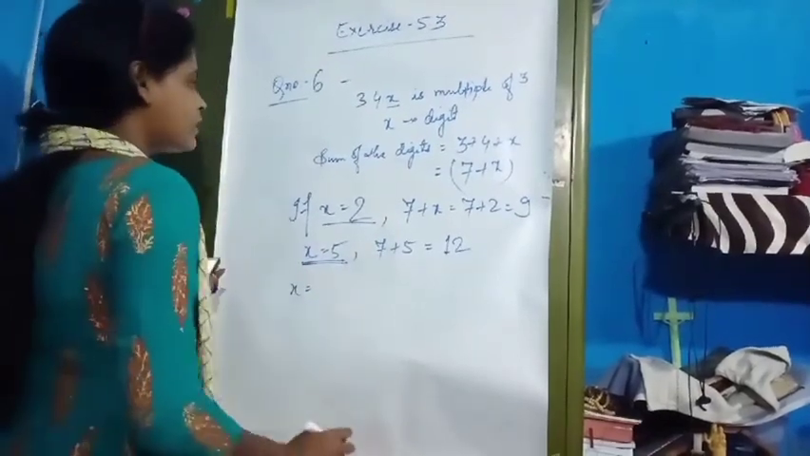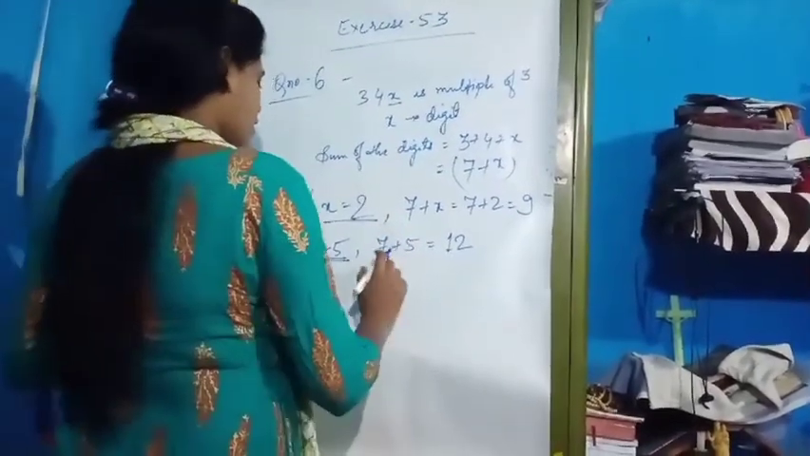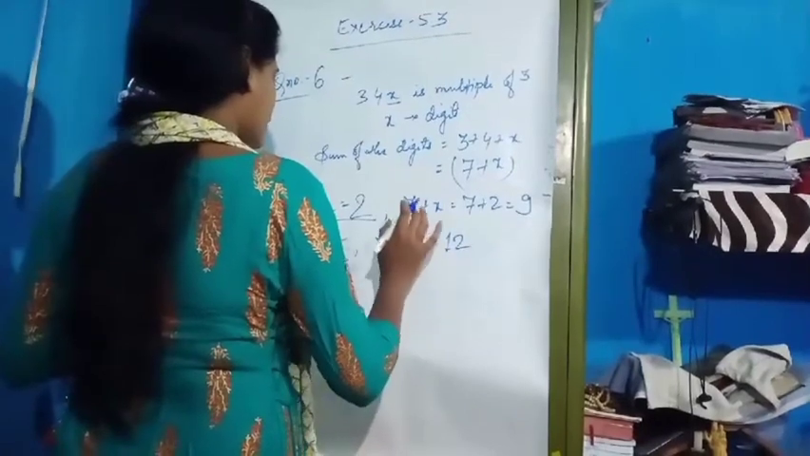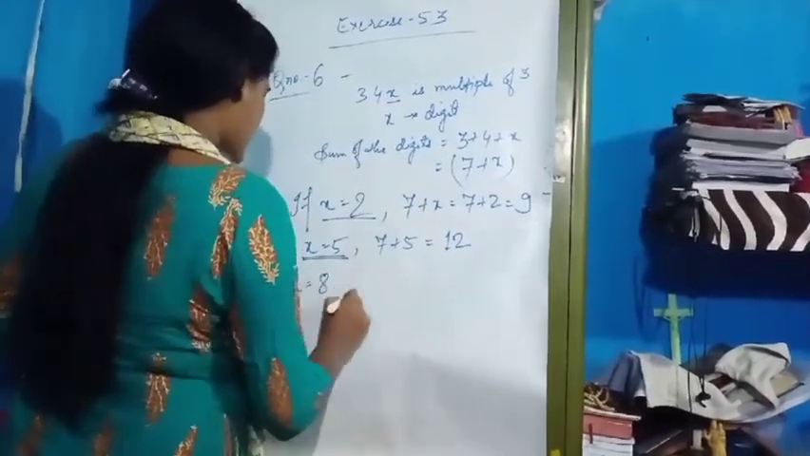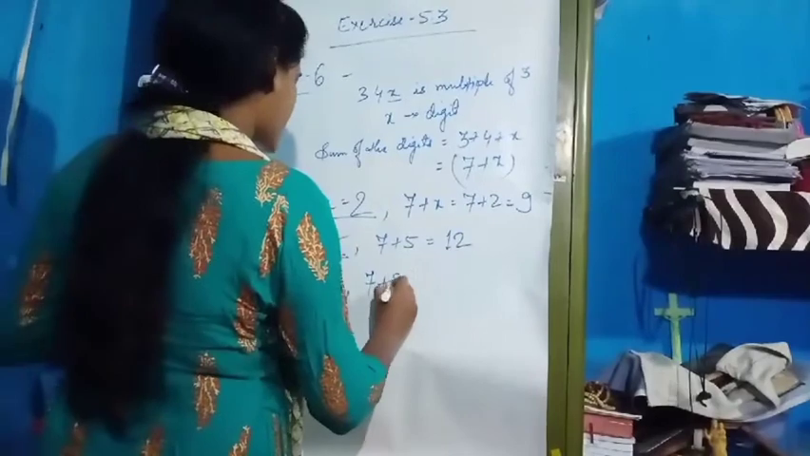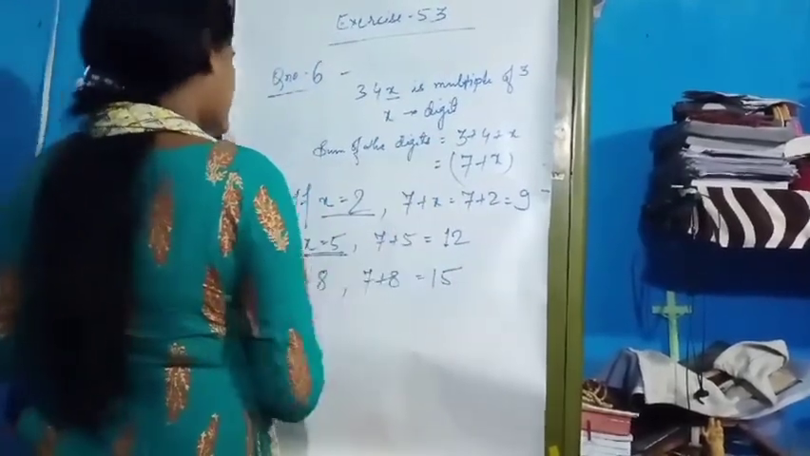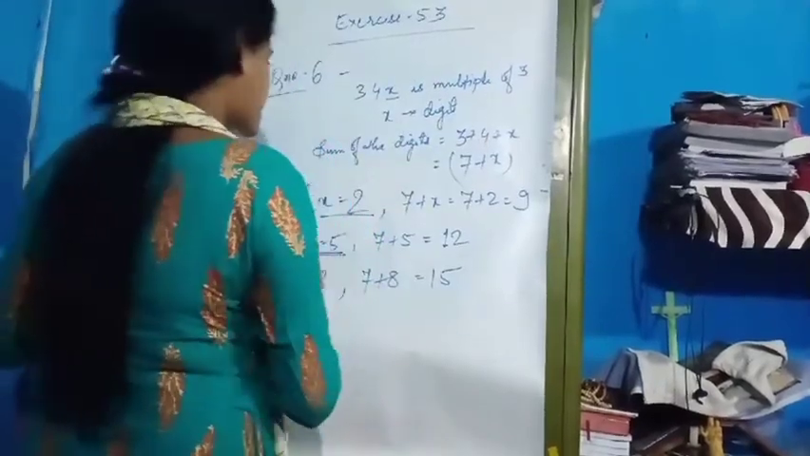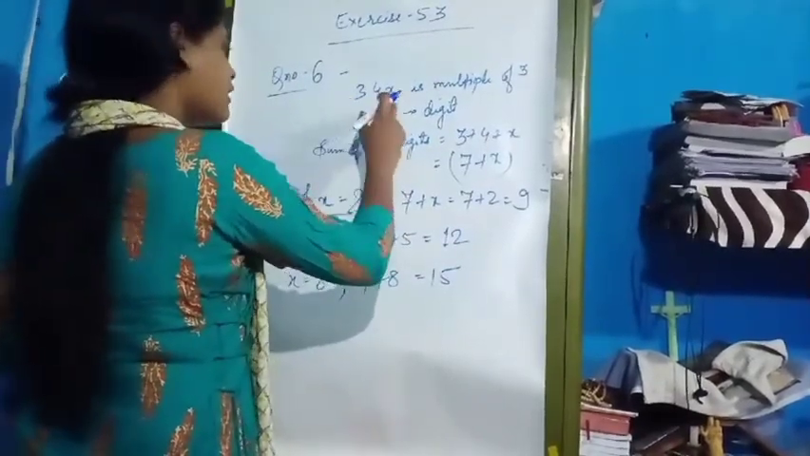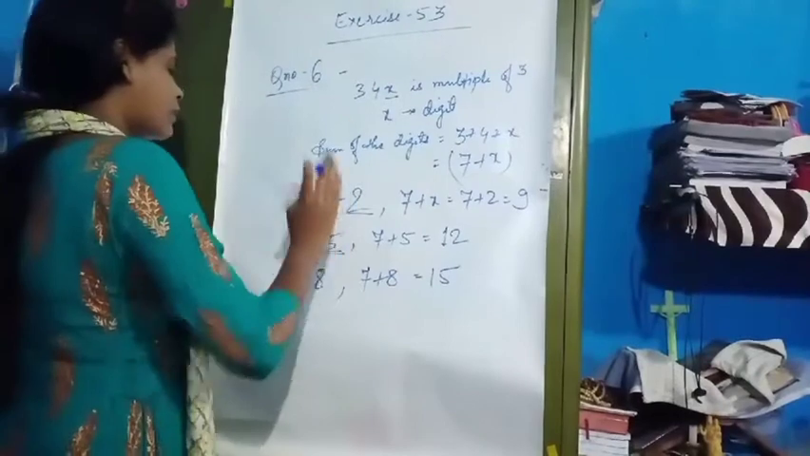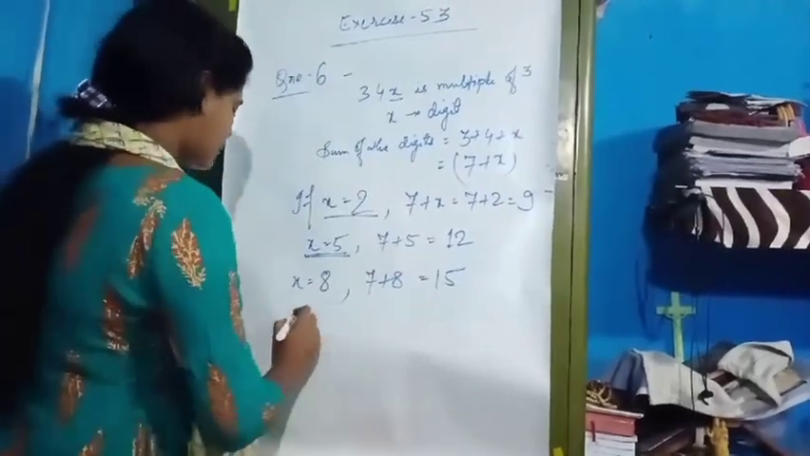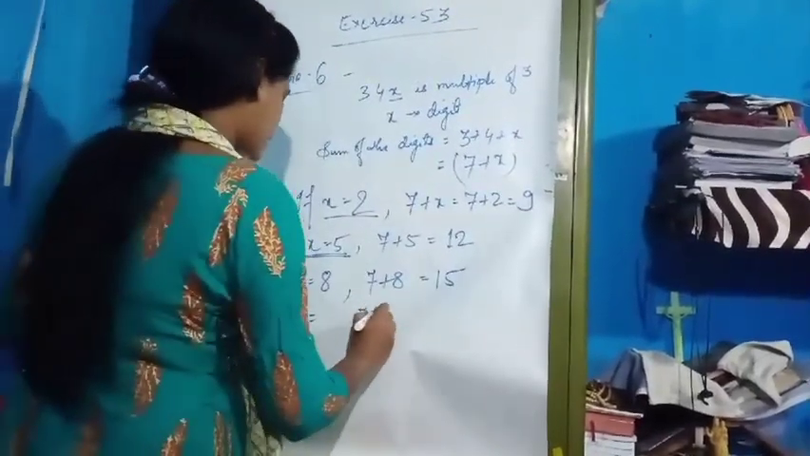Then any other? You see, 8, 9, 10, 11, 12, 13, 14, 15. Suppose I take x is equal to 8. So 7 plus 8 is equal to 15, which is divisible by 3. Again, this is a multiple of 3. So if you put x as 8, 348 is divisible by 3.